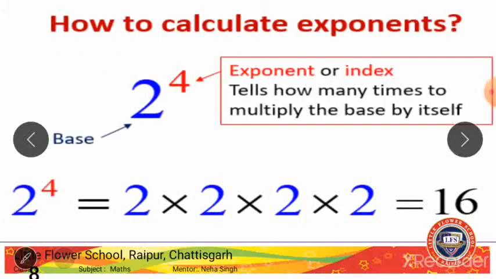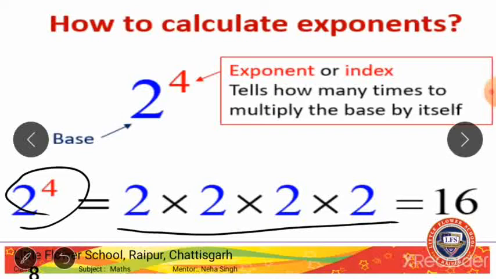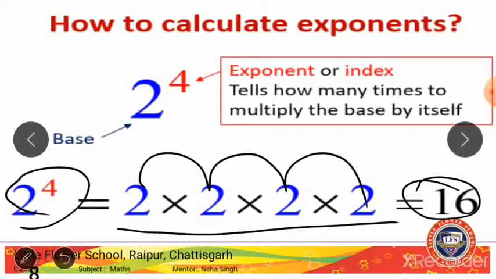So how to calculate the exponents? Just now I told 2 power 4, which means 2 will be multiplied 4 times. 2 into 2 is 4, 4 into 2 is 8, 8 into 2 is 16. Like this we can find the value of exponents.